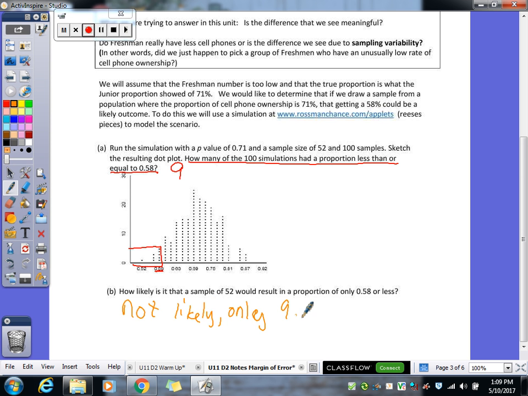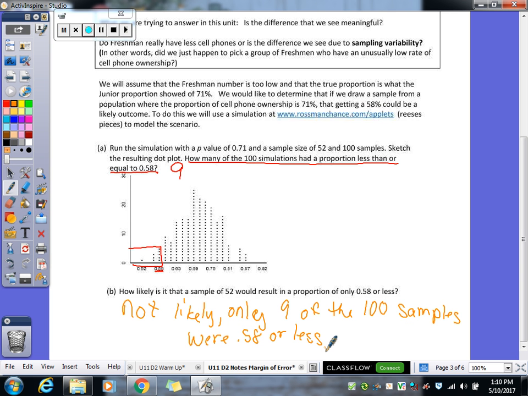Only 9 of the 100 samples were 0.58 or less. So the chances of having that are very slim to none.